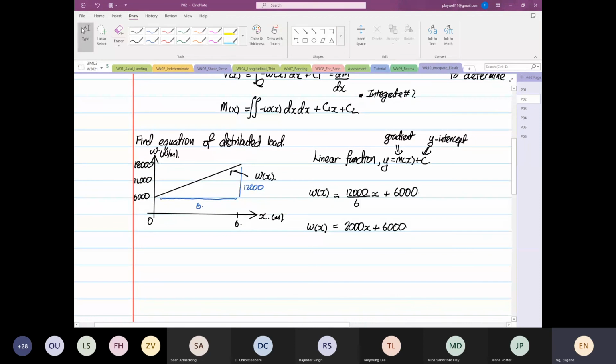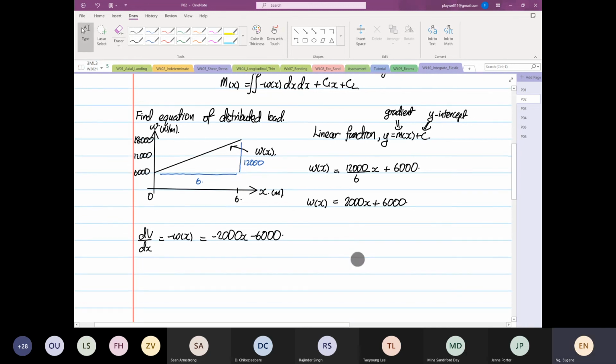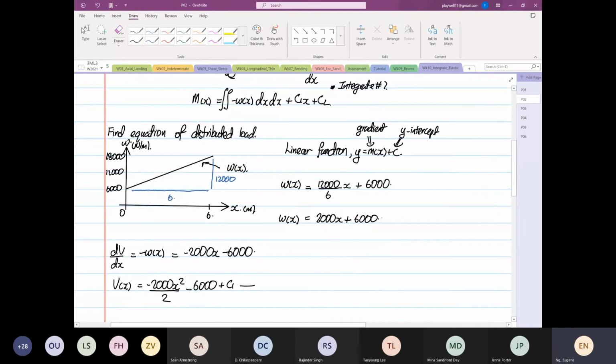Then we substitute into dv over dx is equal to minus omega x. So all you need to do now is minus 2,000. Don't forget these steps, okay? Or everything will go opposite. When you integrate, you look at this, such simple integration, right? So v as a function of x is equal to minus 2,000 x squared over 2 minus 6,000 plus c1. Okay, so I will let this be our equation number 1.